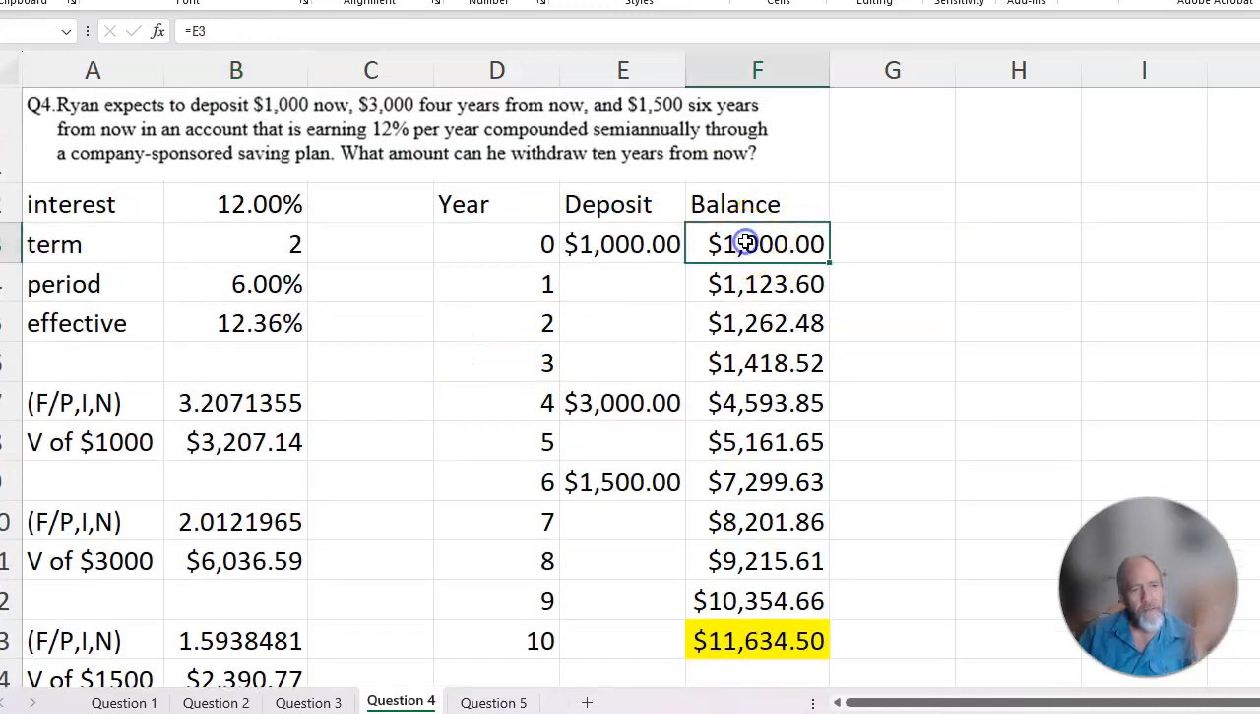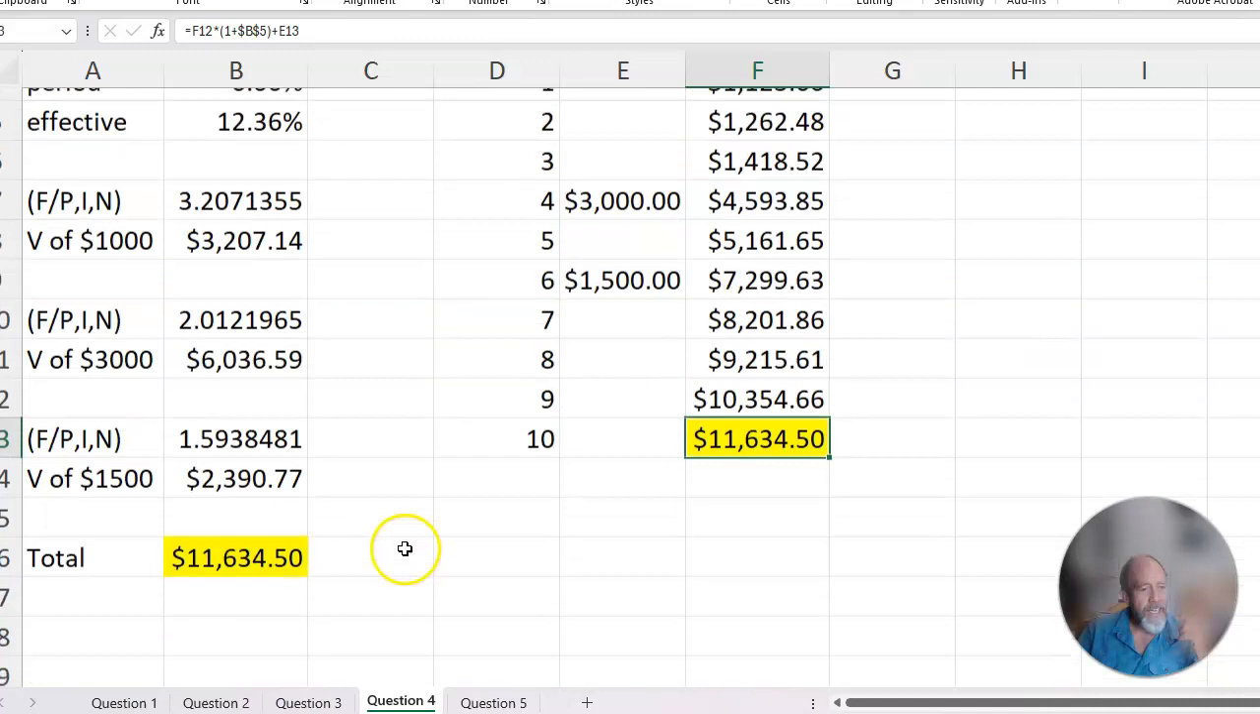Or create an amortization table again. Start with 1,000, multiply that times the effective interest rate every single year, but add in however many deposits you've got added there. So this will just be adding in this number. Notice that I do it every single year, but most of the years the add-in is zero, and it gets me the exact same number.